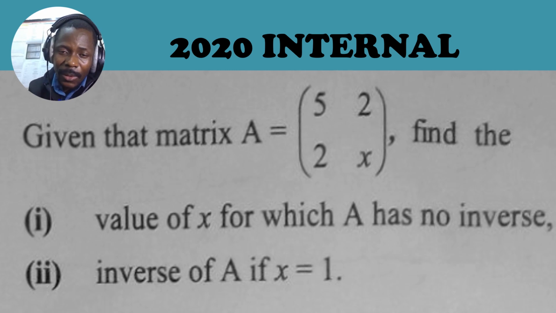So given that the matrix A is equal to 5, 2, 2, and x, find the value of x for which this matrix has no inverse. Then find the inverse of A if x is equal to 1. So let's proceed into the solution slide. Let's just jump into the solution slide.